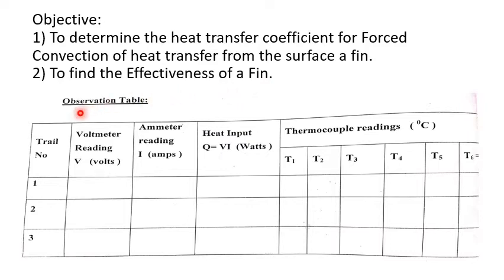So this is my tabular column. We have to note down the voltmeter reading V in volts, the ammeter reading I in amperes, and the heat input, that is V into I, which gives us the heat input in watts. T1, T2, T3, T4 up to T5 read the temperatures of the fin at different locations, whereas T6 reads the chamber temperature.